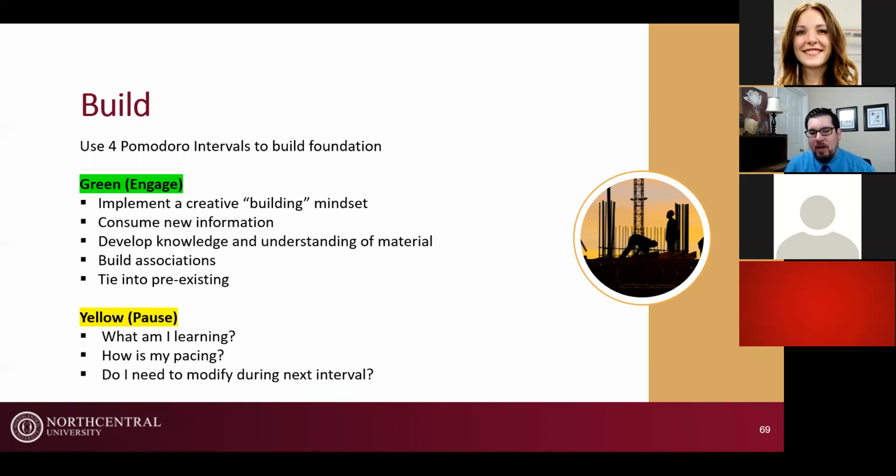Then in the yellow or pause phase of 5 minutes, ask yourself, what am I learning? How is my pacing? Do I need to modify during the next interval? Do I need to adjust my course?